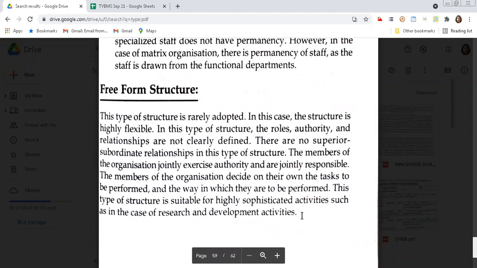performed. Like in today's modern organizational structure, modern organizations, modern companies and all, for example startups and all, we can see this type of free form structure where there is no boss, there are no subordinates, but all the people work together in order to get the work done or in order to get the organization moving smoothly. That is free form structure.